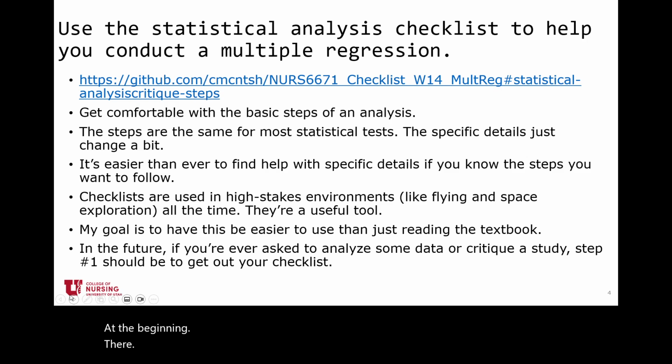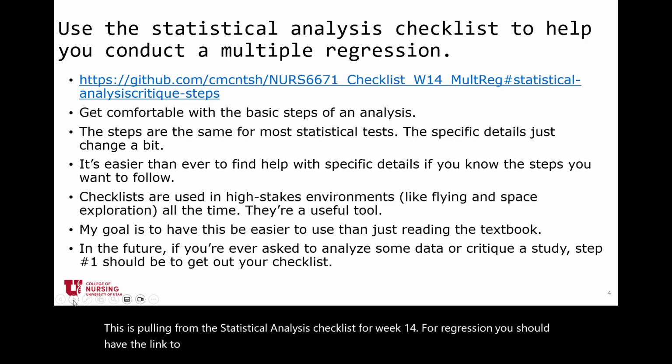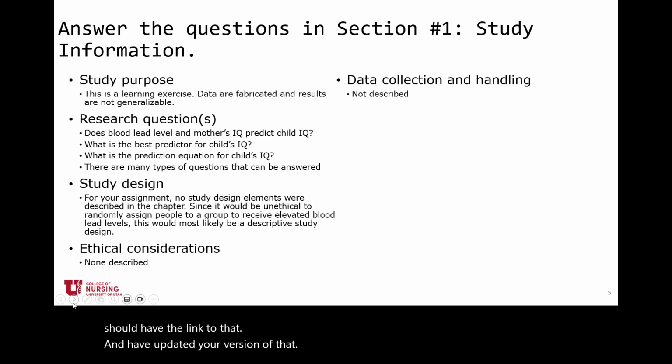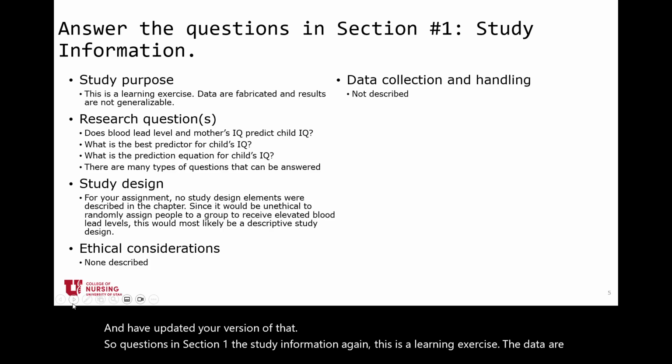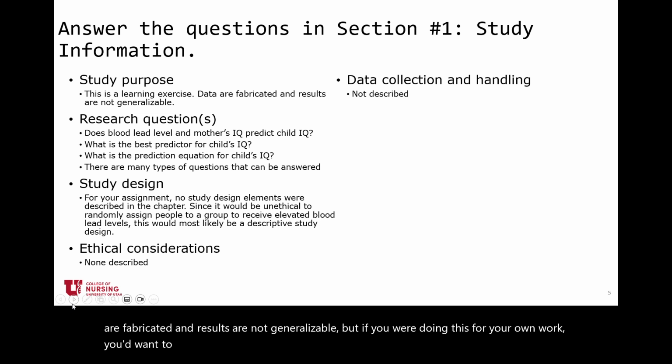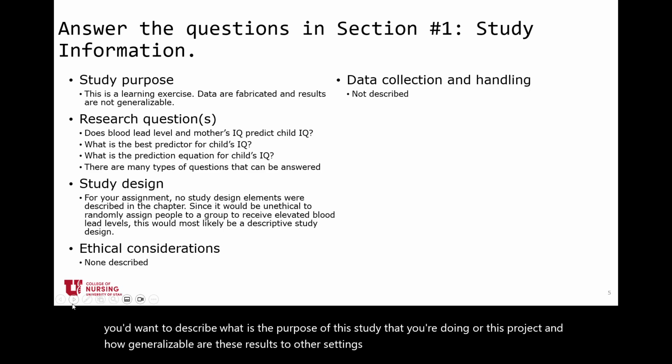This is pulling from the statistical analysis checklist for week 14 multiple regression. You should have the link to that and have updated your version of that. So, questions in section 1, the study information. Again, this is a learning exercise. The data are fabricated and results are not generalizable. But if you were doing this for your own work, you'd want to describe what is the purpose of this study or project, and how generalizable these results are to other settings or situations.